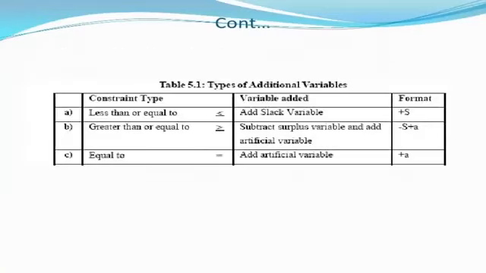There is a table which can show you the constraint types. If the constraint is less than or equal to, add a slack variable. If it is greater than or equal to, subtract a surplus variable and add an artificial variable, such as minus s plus a. And if it is of equal to type, then add an artificial variable plus a.